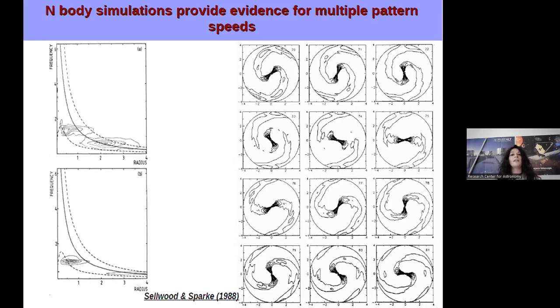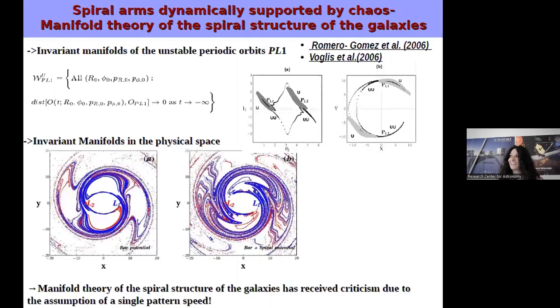So multiple pattern speeds is compatible with the structure we observe, the structure of the barred spiral galaxy, with the spiral arms starting at the ends of the bar we observe in the sky. Okay, what about manifold theory?